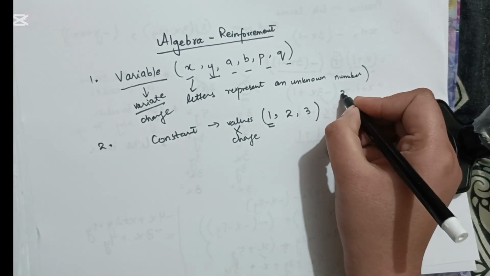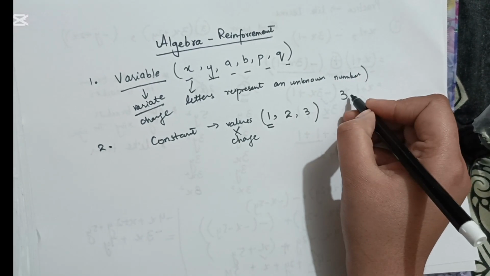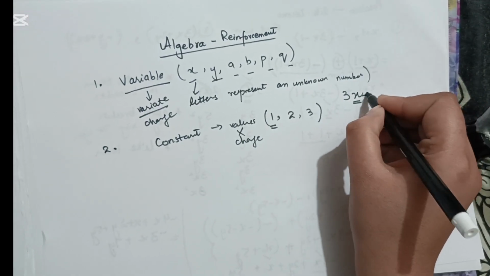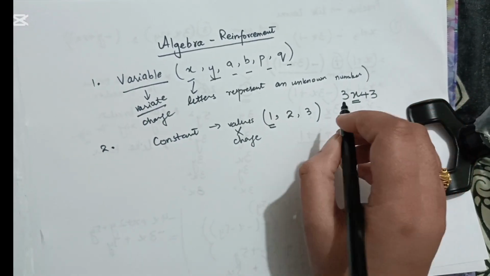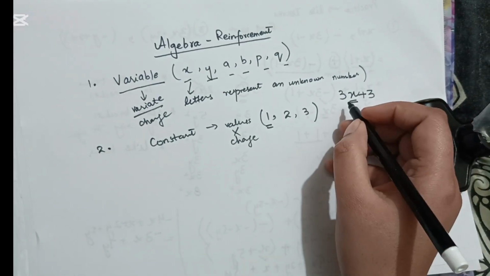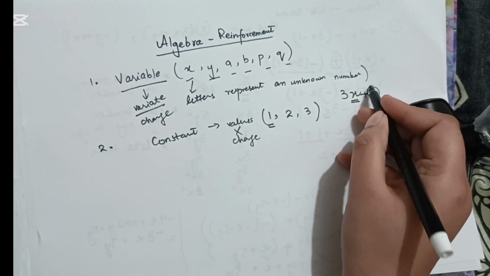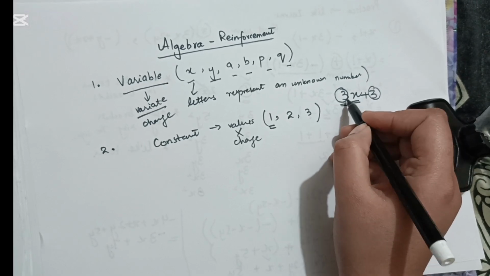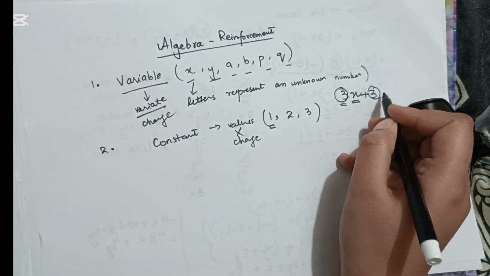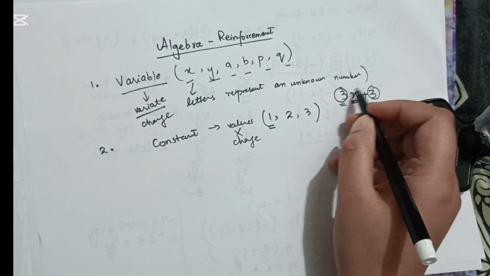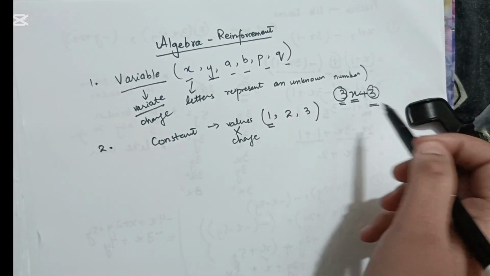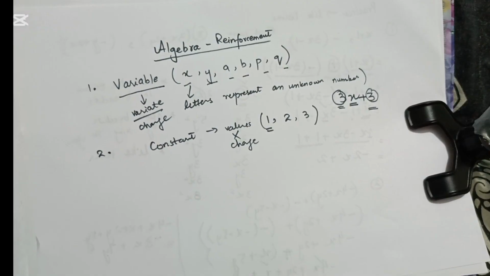The constants in algebra are usually written, not always, with variables, in addition or subtraction with a variable, or multiplication or division, right? So this is called a coefficient, right? Constant, coefficient, and this is constant. The term without any x and y is called a constant, and this cannot be changed.